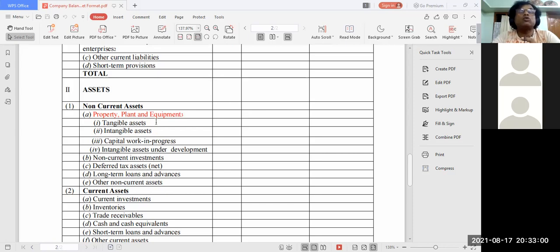Anyway, property, plant and equipment, what will come under it? Tangible asset, whatever tangible asset you understood in HS first year, and intangible asset.